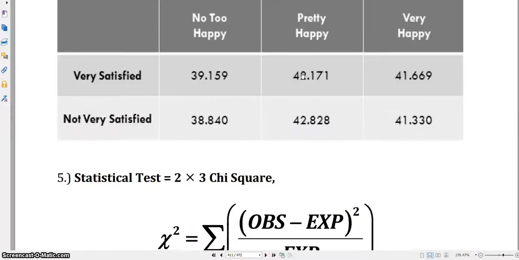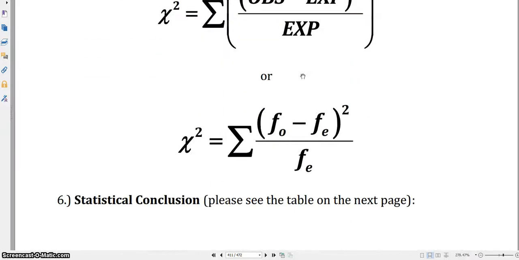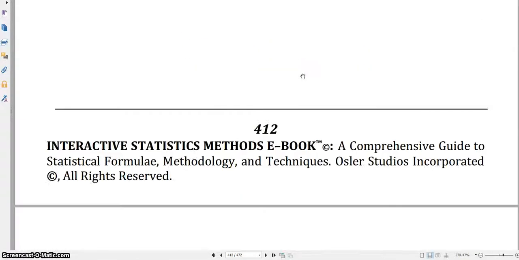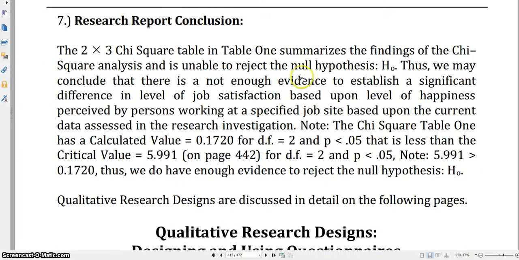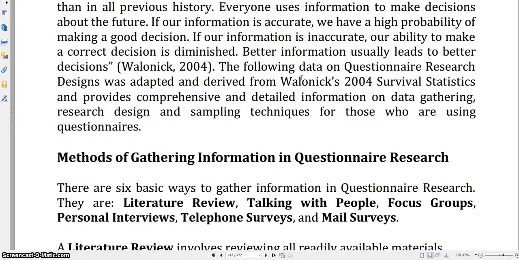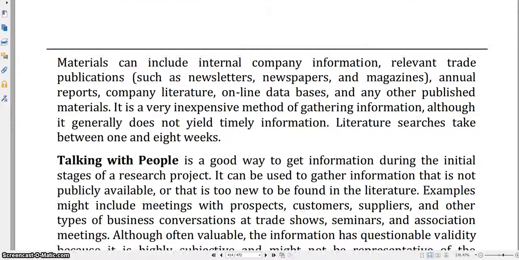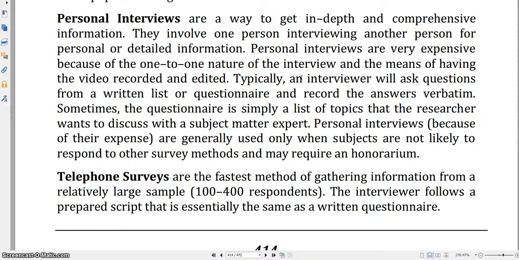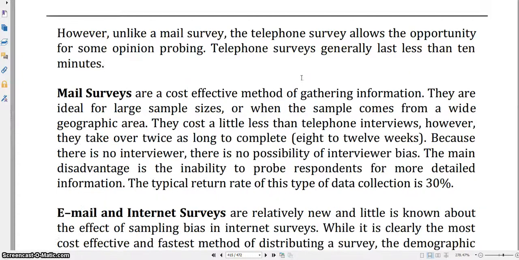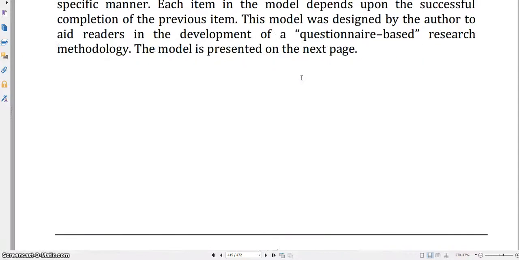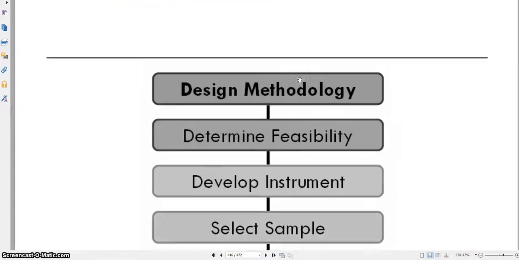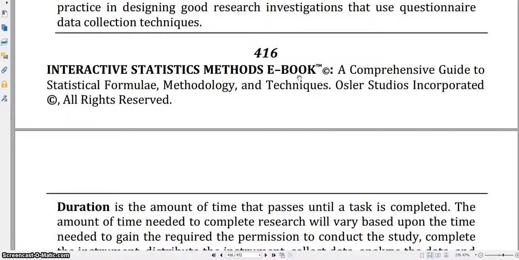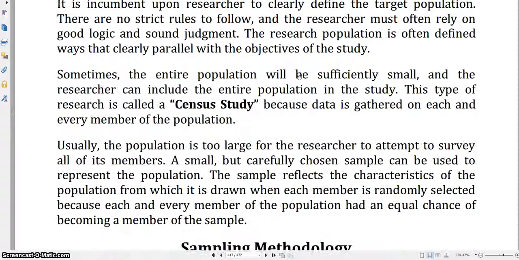Example using chi-square when it's so close that you don't get a level of significance. Important to see what it's like when you're not able to conclude that, because you're not always going to be able to do that. It depends on the data that you get. All right, types of qualitative data, which is the opposite of quantitative data, but they can be used together. Your design methodology. How do you go about the structure from beginning to end in statistics?